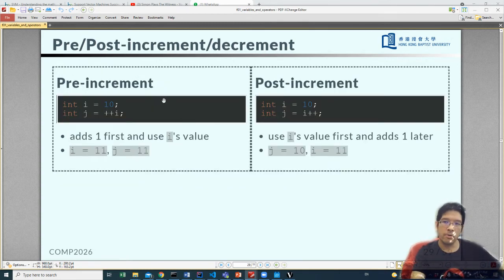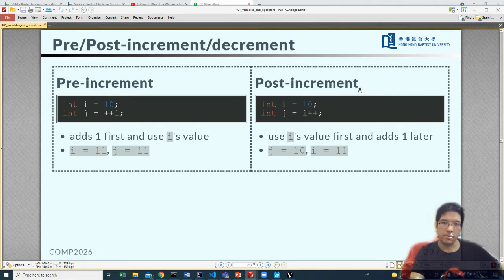So in pre-increment, let's say I equals 10. J equals plus plus I. Now, what does that mean in this line? This means we need to add the value by 1 on I first. So I will become 11. And then J will take the new value of I. So I and J will both equal 11.